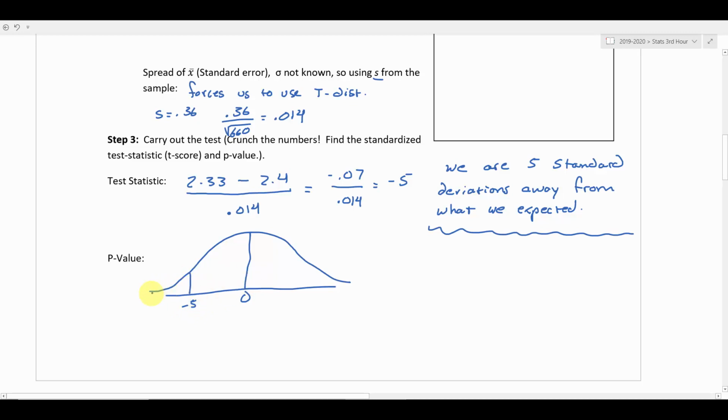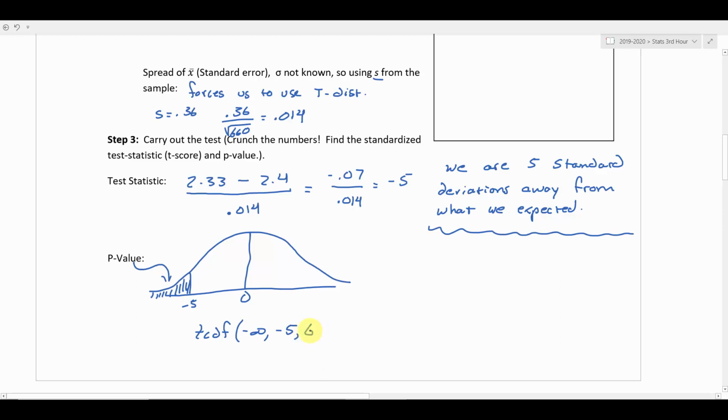And since we're using a t distribution to calculate this, we're going to use a t-CDF. And we're going to say we're going from -infinity, all the way to the left, up to our boundary here at -5. And then the last thing that the t-CDF wants to know is your degrees of freedom, which is always 1 less than the sample size. So that's going to be 659. Okay, so I'll bring up my calculator here and we'll run that calculation.